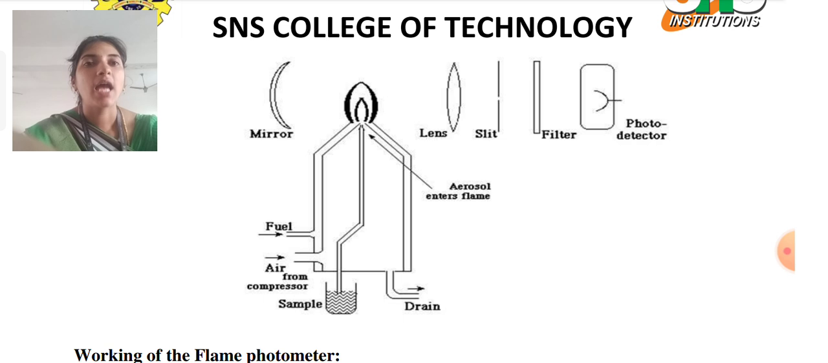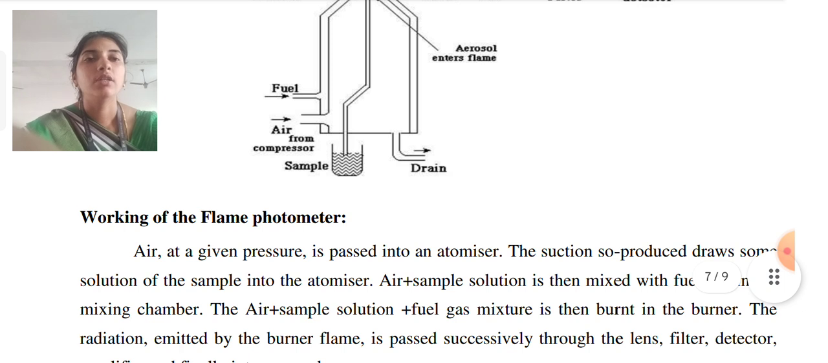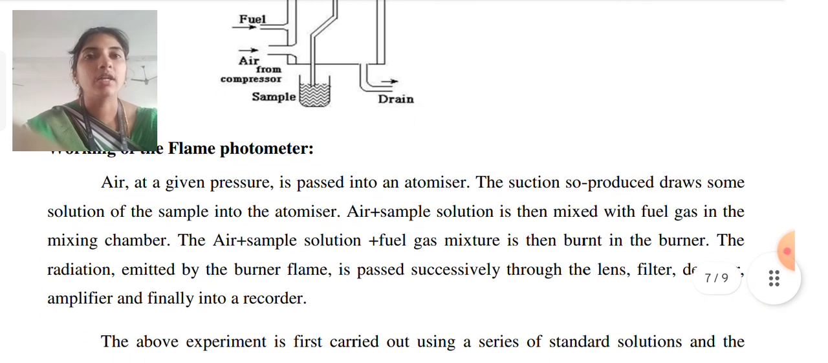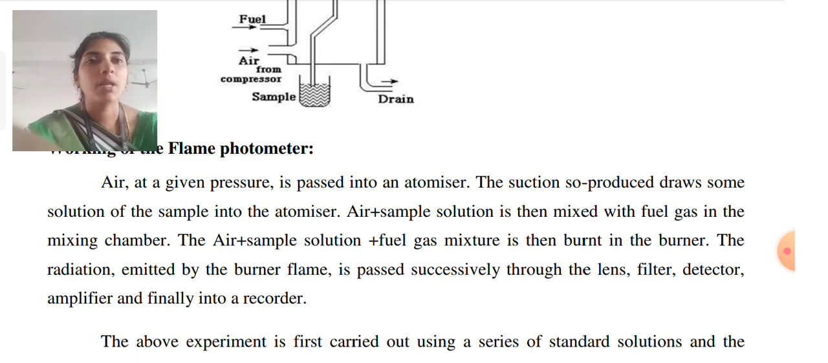The sample comes from the compressor, fuels, mirror, lens, slit and the filter, and finally the photo detector. So, the working of the flame photometer: air at a given pressure is passed into the atomizer. The suction so produced draws some of the sample solution into the atomizer. Air plus sample solution is then mixed with the fuel gas in the mixing chamber.